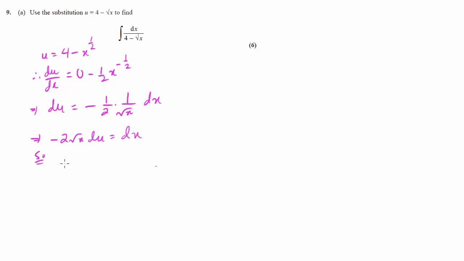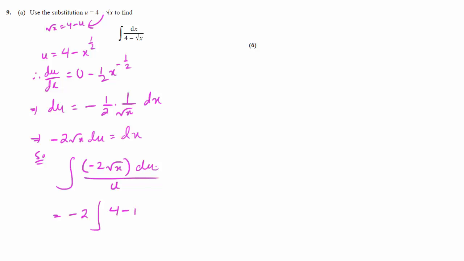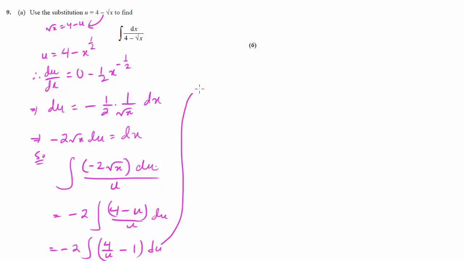So we can now do the substitution in the integration. Instead of dx, we can write minus 2 square root of x du divided by, downstairs we have 4 minus square root of x. Now we know 4 minus square root of x is u, so we can write u over here. If you take the minus 2 outside, square root of x, if we rearrange this, turns out to be square root of x equals 4 minus u. So this is going to be 4 minus u divided by u du. So this is going to be minus 2, and 4 minus u by u is going to be 4 by u minus u by u, which is 1. So now we have a form where we can integrate.